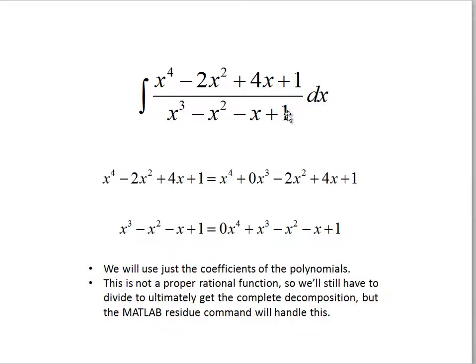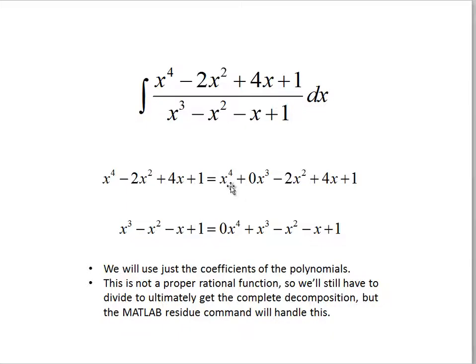Alright, so we're going to use MATLAB to find the partial fraction decomposition of a rational function like this. The key to this process is realizing that we're going to see the numerator and denominator as separate polynomial functions, and we want to look at the coefficients of each one of these polynomials. So what I have here is I've expanded each of these polynomials so that I have a placeholder for every single power of x descending from the highest power.